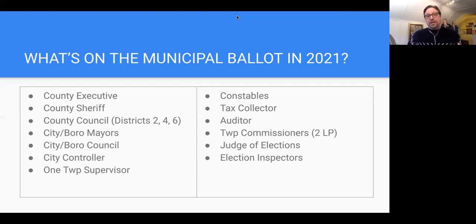And as we saw in a high turnout election like we had in 2020, the person who fills the role of the judge of elections and the people who serve as election inspectors do serve a critical role, a critical function in these particular posts.